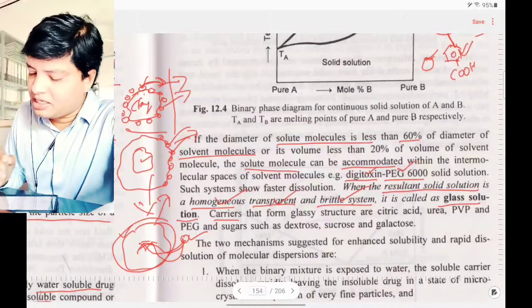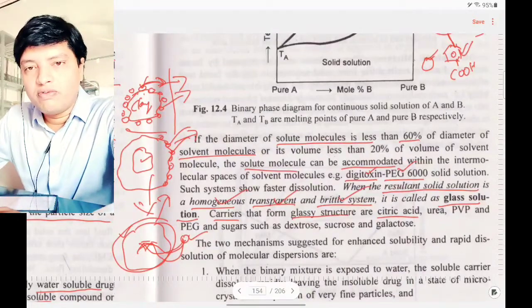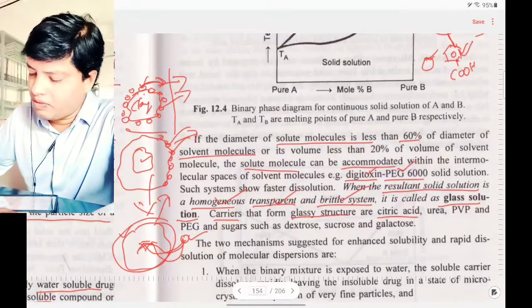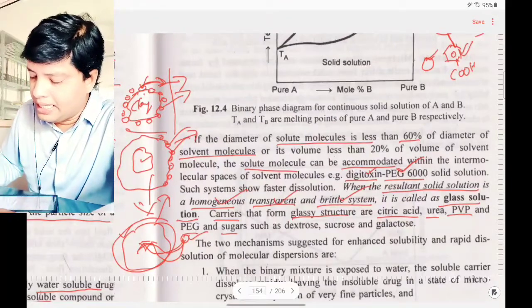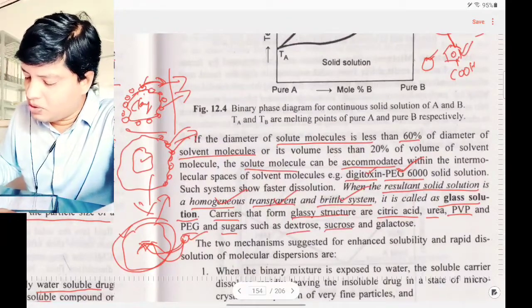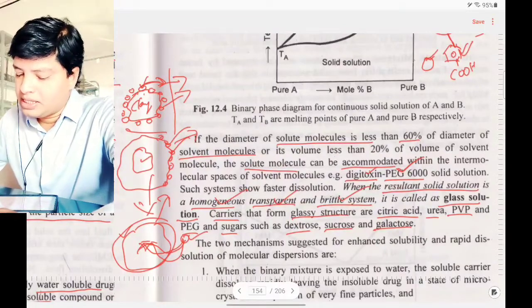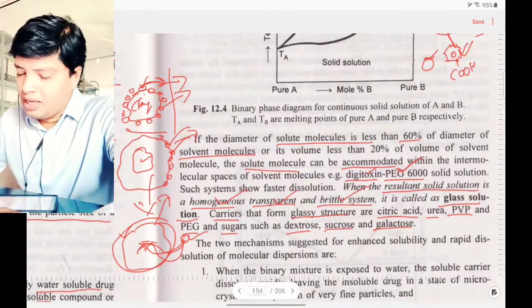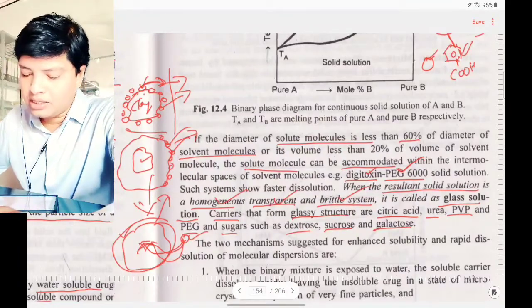So what are the carriers which will form glassy structure? Already we saw one carrier is PEG, another is citric acid, urea, PVP, PEG, sugars such as dextrose, sucrose and galactose. So if you use this type of system, it will form a transparent and brittle system, which we call a glass solution.